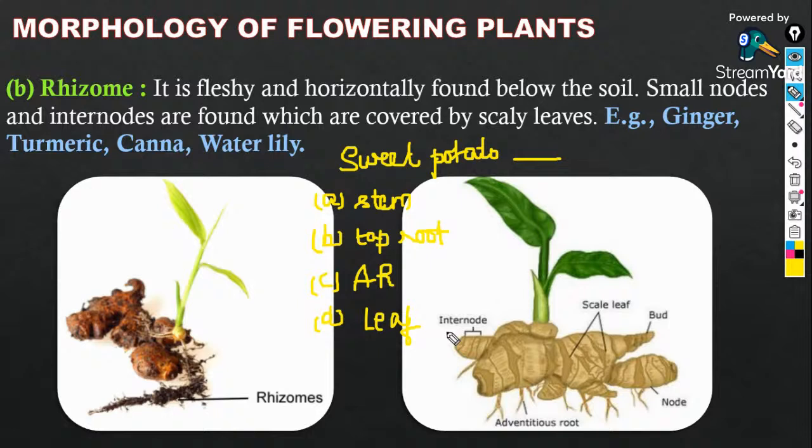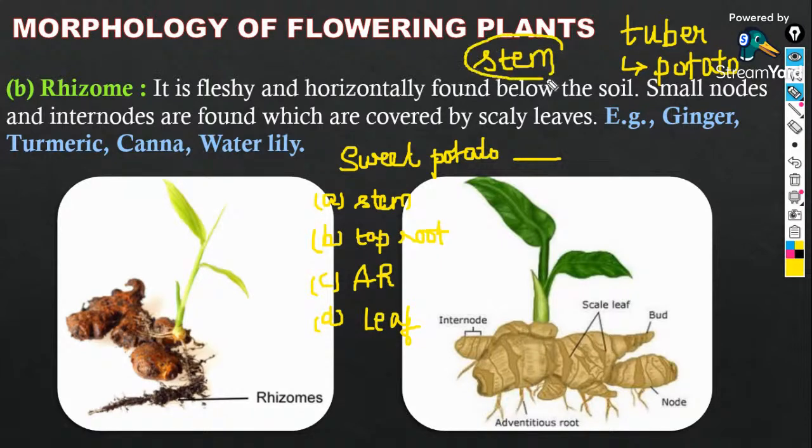It is stem, taproot, adventitious root or a leaf. Guys, in tuber we studied potato as an example. Potato is a stem. Okay, don't get confused. Potato is a stem, whereas sweet potato is a root.